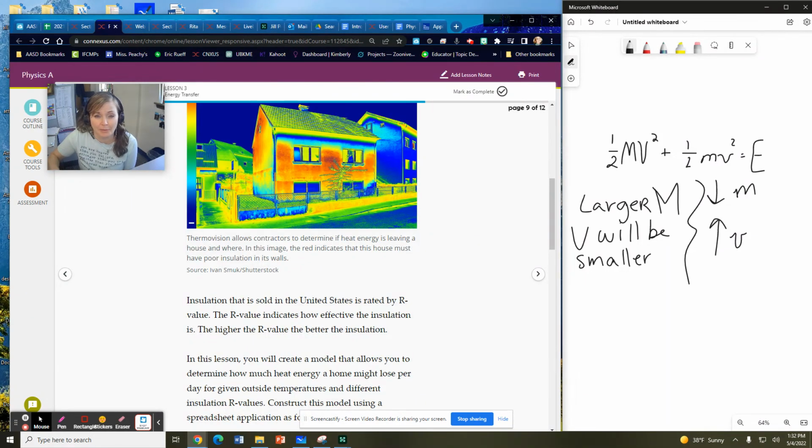If you have any questions on that, let me know and we can meet in live lesson and go through it. But it's pretty self-explanatory if you just follow the steps there. So that's pretty much it for this lesson. Just energy transfer in general.